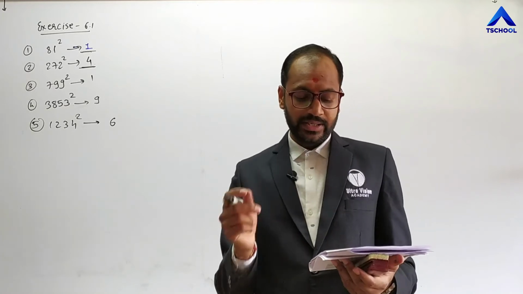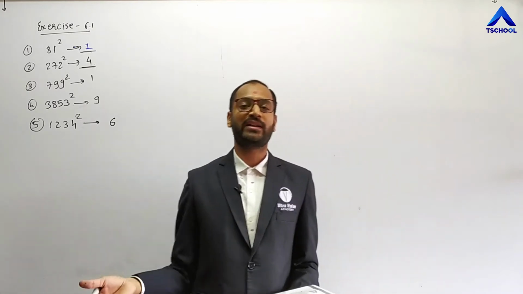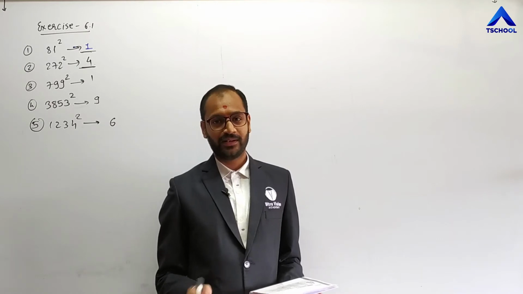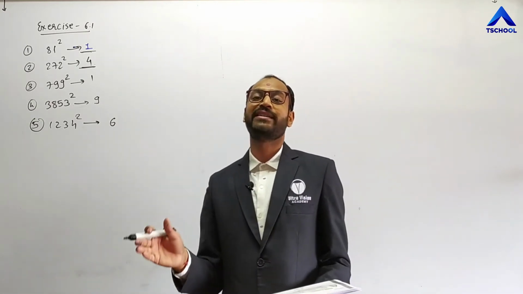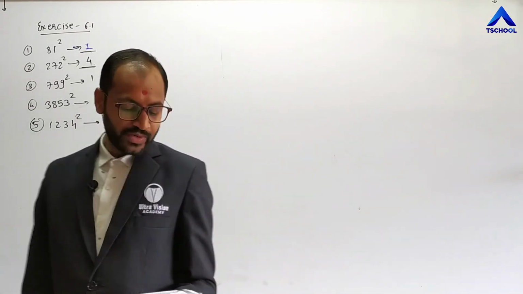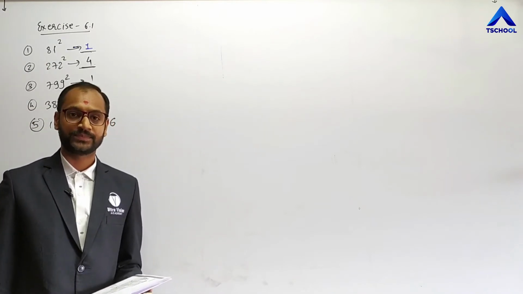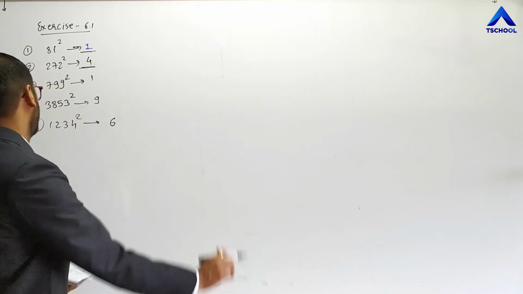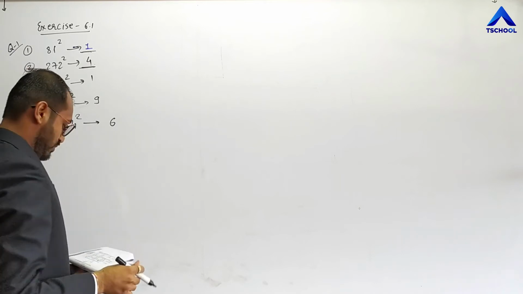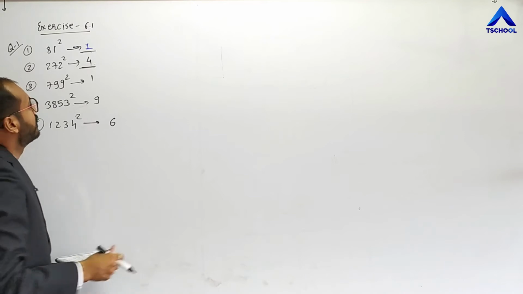For the 8th number, 9980, there is only one 0. What is the square of 0? It is 0. Clear? So its unit place is also again 0. In this manner you can find the unit place of the square of the given number. This was question number 1. So do the rest of the questions by yourself.